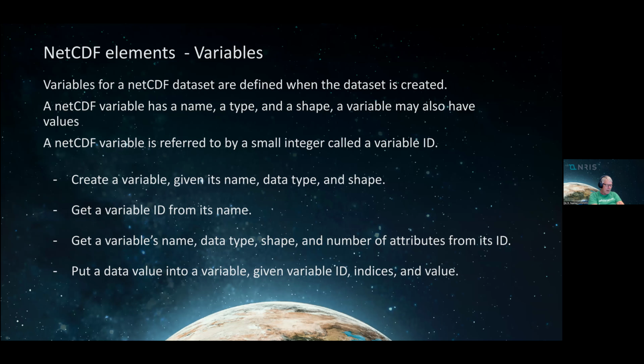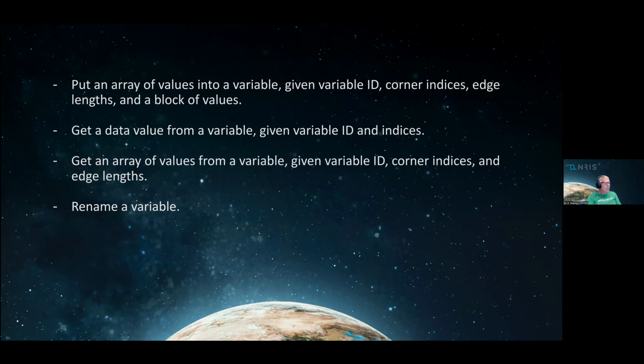So you get the variable ID from its name, get the variable name, data type and attributes from its ID, and you put the data into the variable given variable indices and values. This is your data that you have stored somewhere on your computer. You put those into the variable and give it names and indices, etc. So you put an array of values into a variable, given the variable ID, length, and the block of values. You get data values from a variable and put them into the IDs with the indices you need. You get an array of values, a start, an edge length, and you can rename a variable.